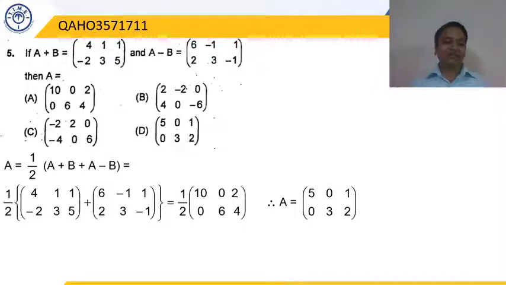So our required matrix, that is capital A, is nothing but 5, 0, 1, 0, 3, 2. Now let's look at the choices carefully. 5, 0, 1 and 0, 3, 2 is choice D in the matrix. So what we are getting is the D matrix. That is, matrix A is choice D. So we mark the answer as choice D.